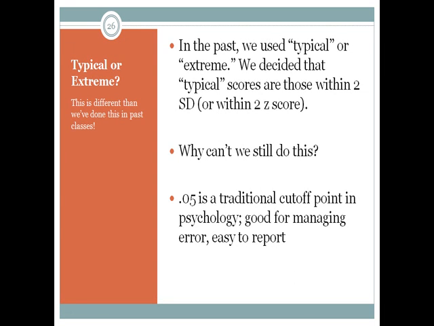The alpha level of 0.05 is a traditional cutoff point in psychology. The reason that 0.05 is used, number one, is that it's a good round number. 0.05 is an easy number to remember. 95% chance of certainty is just a good cutoff point. But it also is a good balancing point between the types of error that we'll be talking about in the coming discussion. So 0.05 is a good number for you to remember for the coming discussion.